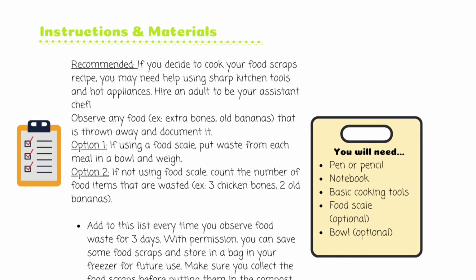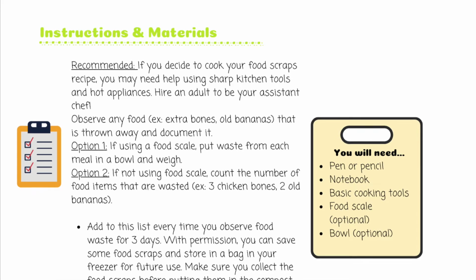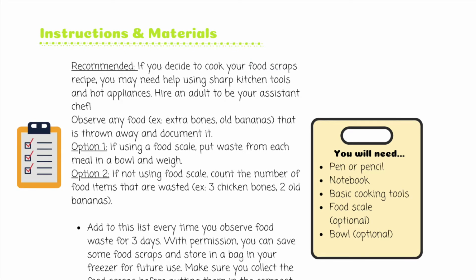Option 1. If using a food scale, put waste from each meal in a bowl and weigh. Option 2. If not using a food scale, count the number of food items that are wasted. For example, 3 chicken bones, 2 old bananas.